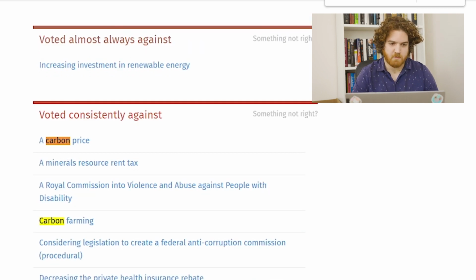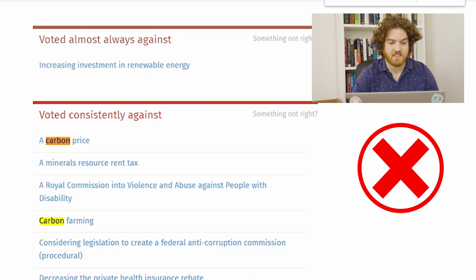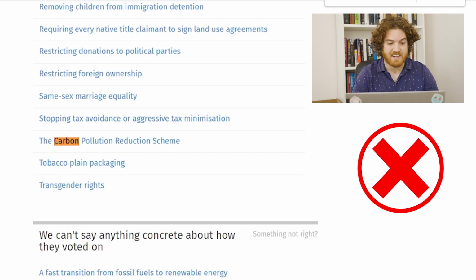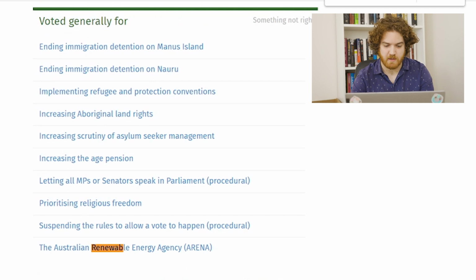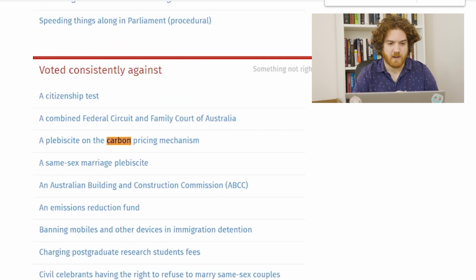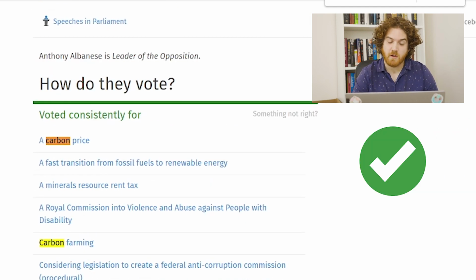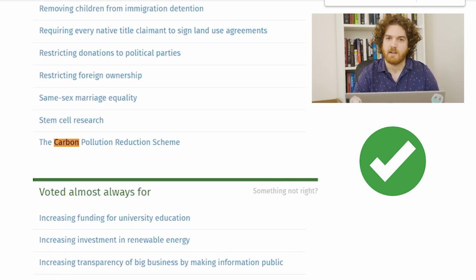Let's put carbon in. Okay, so we see that Morrison has voted consistently against a carbon price and has also voted against carbon farming. He's also voted consistently against the carbon pollution reduction scheme. If we go over to Anthony Albanese and put in carbon, we will find he has voted consistently for a carbon price, voted for carbon farming, and voted for the carbon pollution reduction scheme. Again, I encourage you to click on these things, learn more about them.